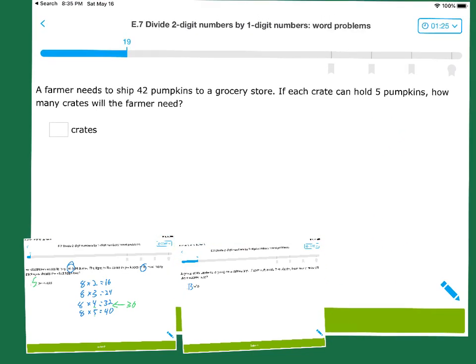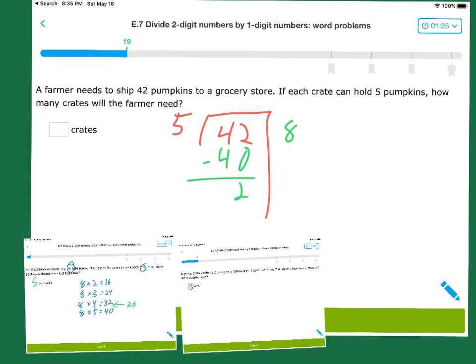It reads, a farmer needs to ship 42 pumpkins to a grocery store. If each crate holds 5 pumpkins, how many crates will the farmer need? Again, in this case, we've got 42 pumpkins. We're going to put them into groups of 5. So we're going to divide. 5 times what gets me close to 42 without going over? Hopefully most of you know that it's going to be 8. That would give you 40. And you'd have 2 left over.